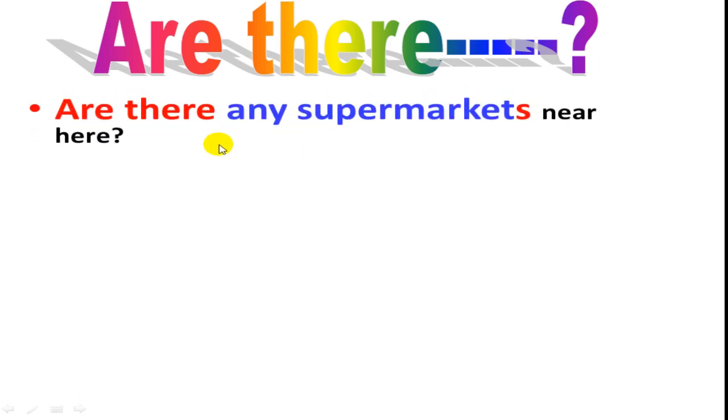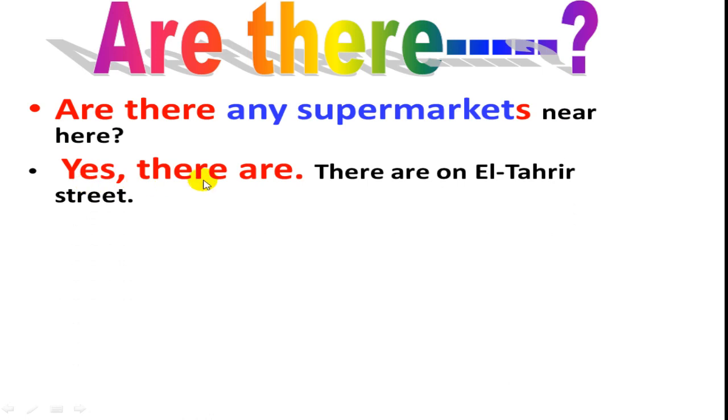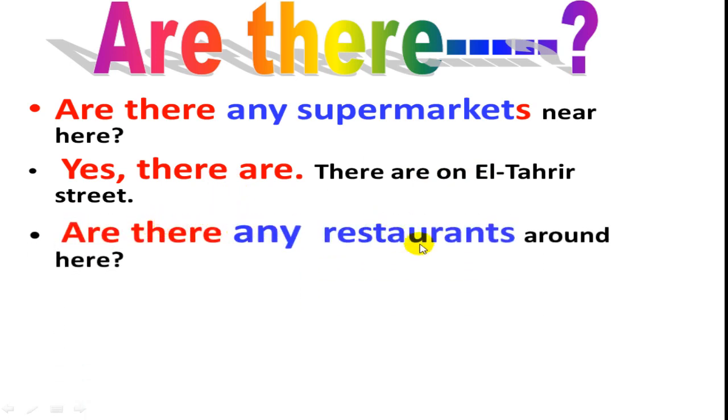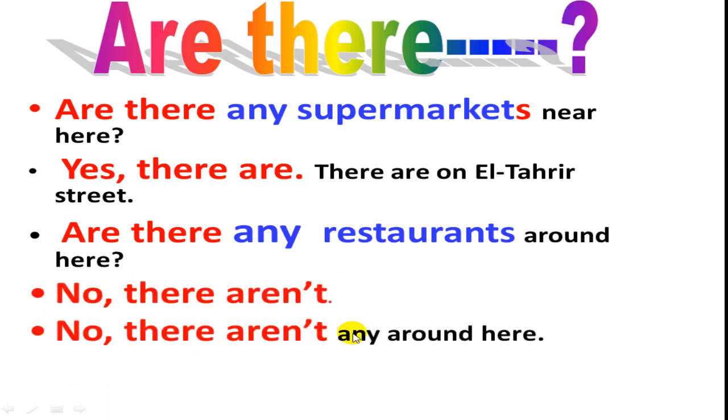Question. Are there any supermarkets near here? Yes, there are. There are some on Tahrir Street. Are there any restaurants around here? No, there aren't. No, there aren't any around here.